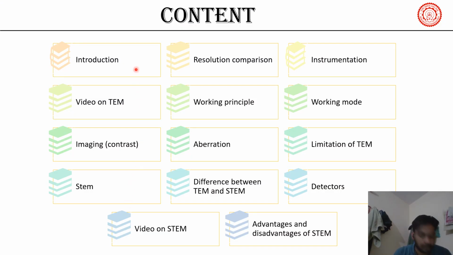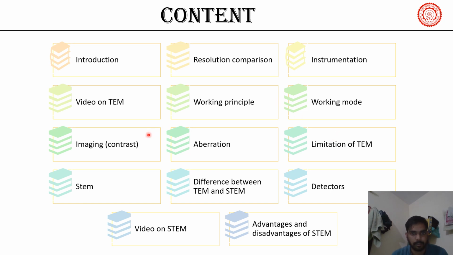First, we have the introductory portion. Then we compare the different types of resolution with different types of microscopy. Then we jump to the instrumentation portion. Then we think about the working principle and the working modes of transmission electron microscopy. Then we go to the imaging portion and discuss contrast. After that, different types of aberration, how they are generated and how they are removed. And in the end, we have the limitations.